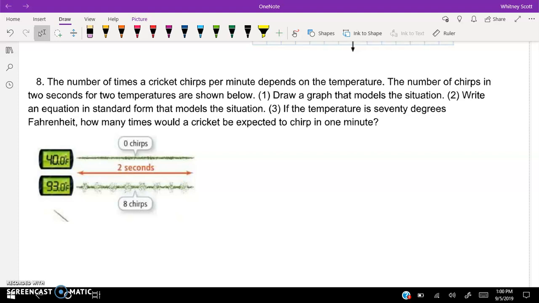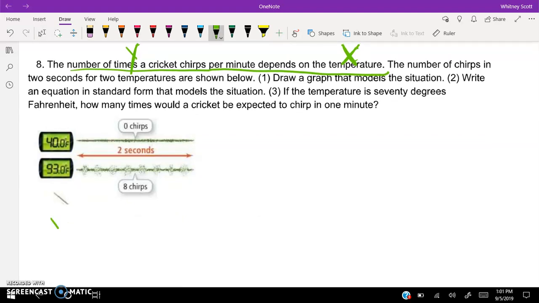So the first thing we need to do is figure out what data we have here. So we have temperature and we have chirps. And it tells us the number of times it chirps depends on the temperature. So that means the temperature is our independent variable. Temperature is going to be x. And then the number of times it chirps is y, because that is dependent on the independent variable, the temperature. So just to write that out so that we have it, we need to define our variables. X is our temperature, in Fahrenheit. Y is the number of chirps.